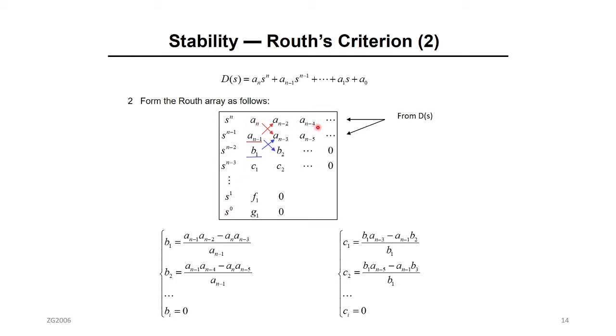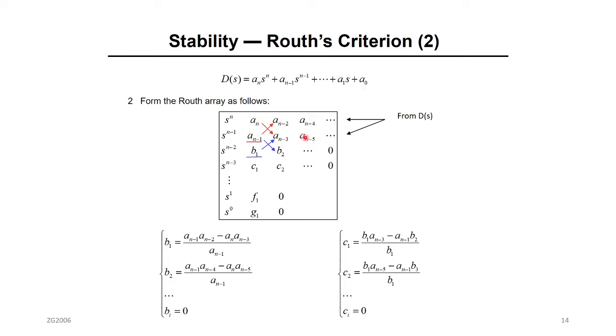In the first row, you start with the first coefficient. Then you skip the next one and go to the third coefficient. Then you skip and go to the fourth coefficient, and so on. In the second row, you start with the coefficient that you skipped in the first row. So you start from here. Then skip the next, go to the next. Skip and go to the next, and so on.